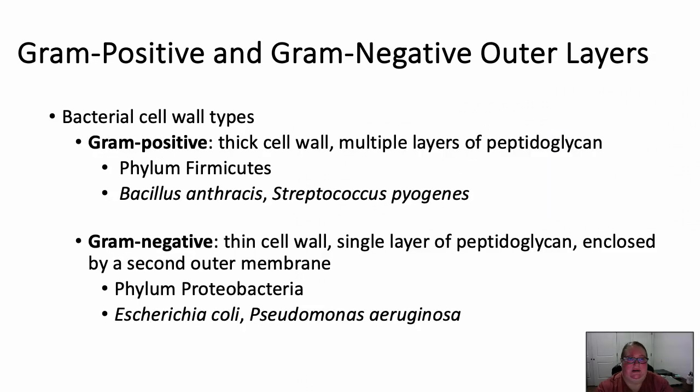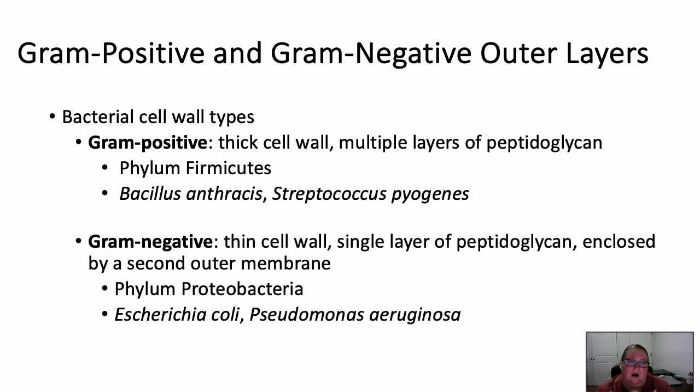So let's talk about the outer layers. We talked about 2 cell wall types. Remember, 90% of all bacteria have cell walls, but we've specifically talked about 2 types of bacteria that we classify based on their peptidoglycan layers. We have gram-positives and gram-negatives. We haven't really talked about phyla. These are different categories of bacteria. So gram-positives are going to be a part of the phylum Firmicutes. This is going to include species like Bacillus anthracis and Streptococcus pyogenes.